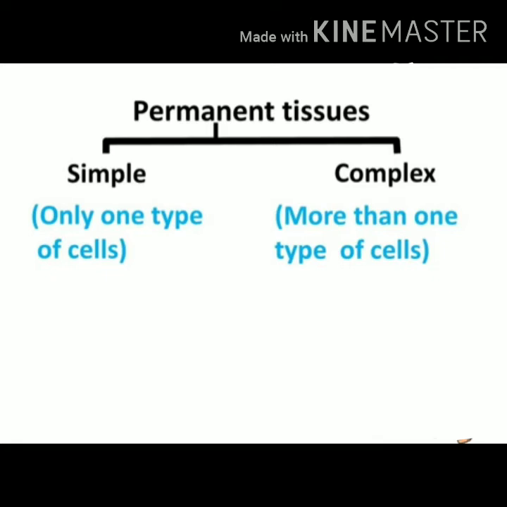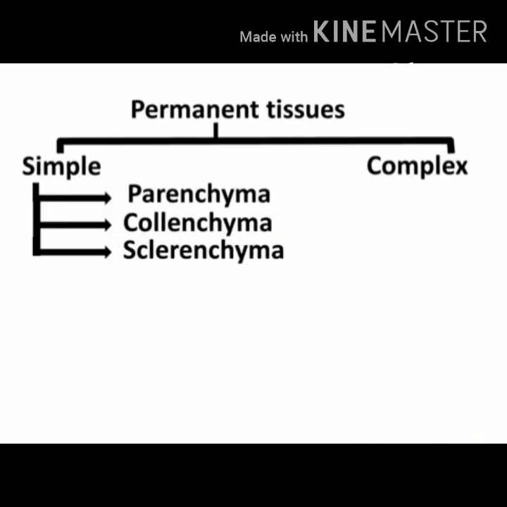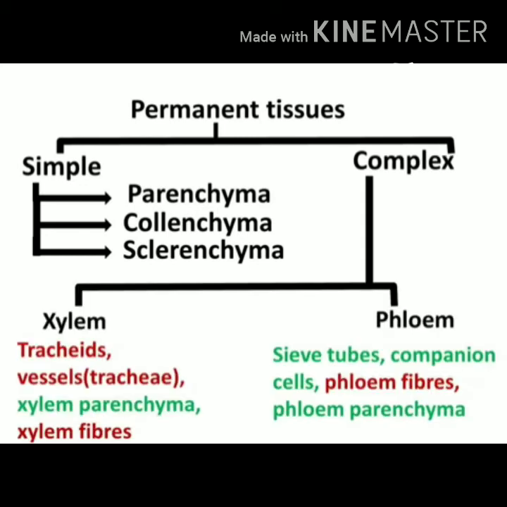So, now you know broadly the permanent tissues in plants are of two types: simple permanent tissue and complex permanent tissue. The simple permanent tissues are made of only one type of cells which look like each other, whereas complex permanent tissues are made of more than one type of cells. These cells coordinate with each other to perform a common function. The simple permanent tissues are of three types: parenchyma, collenchyma, and sclerenchyma.